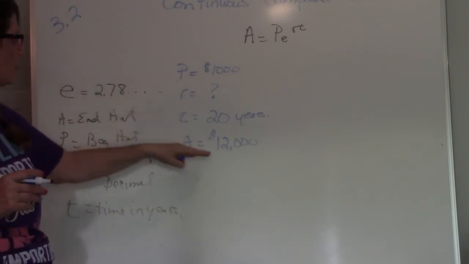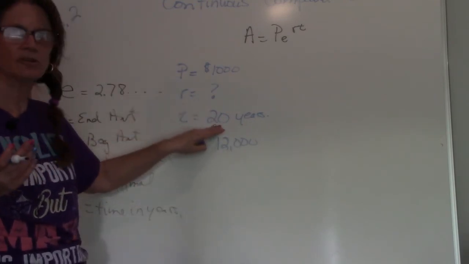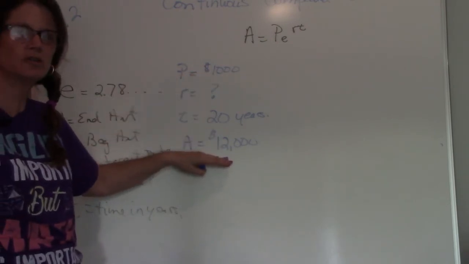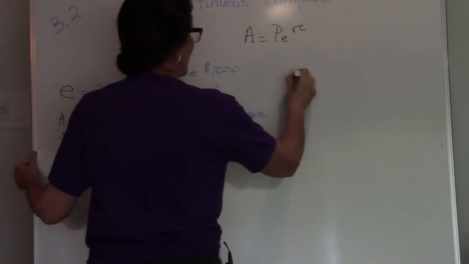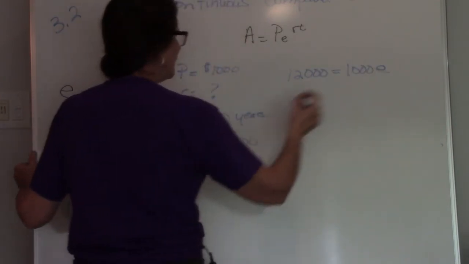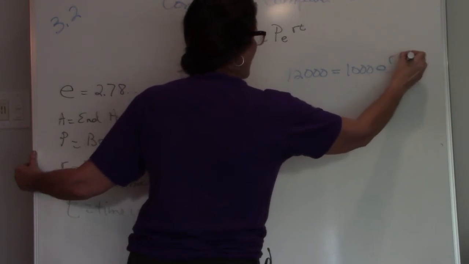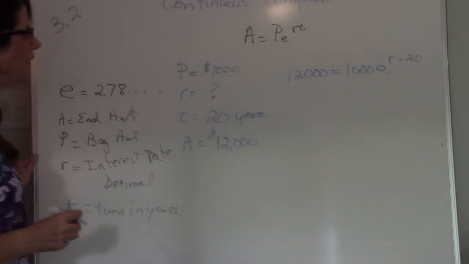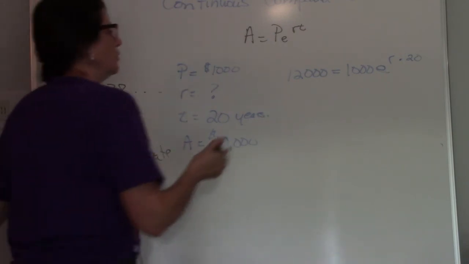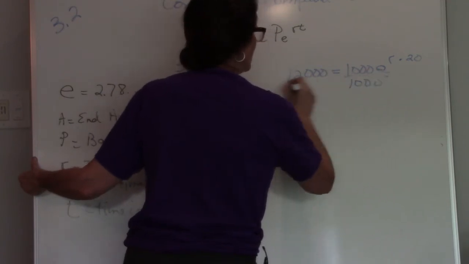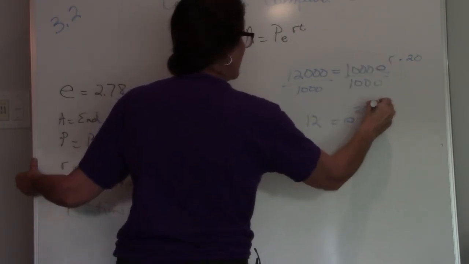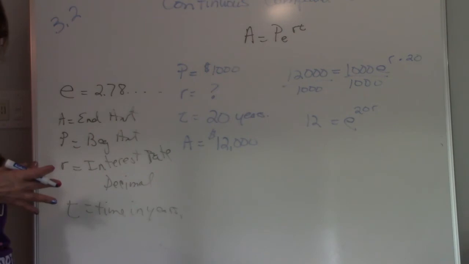You could look at this as, I want to buy a car in 20 years. How can I get my $1,000 to grow to $12,000? So here we go. We have our $12,000. We have our $1,000 that we started with. e raised to the r times 20. Now we have an exponent that is unknown, so we have to isolate the e, which means I'm going to divide by 1,000. So I get 12 equals e raised to the 20r. Now e is isolated.